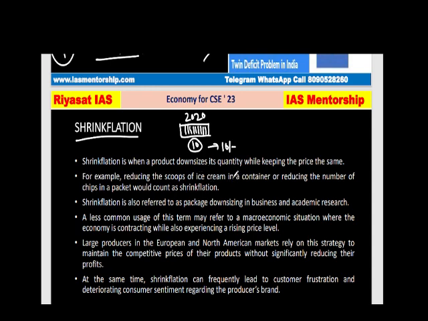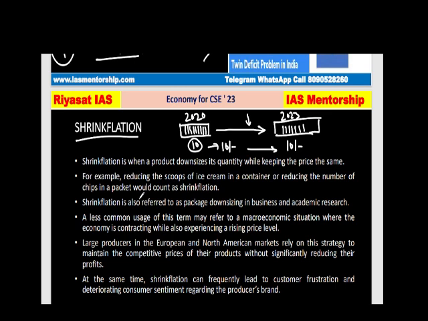Clear? Now what happens? You go to the same market and you ask for that same biscuit. You give 10 rupees. The shopkeeper also gives you the Parle-G, but inside that packet there are only 7 biscuits. Basically what has happened, price has not changed. Price has remained the same, 10 rupees in 2020 and 10 rupees in 2023. However, the pieces have been reduced to compensate for the increased price.